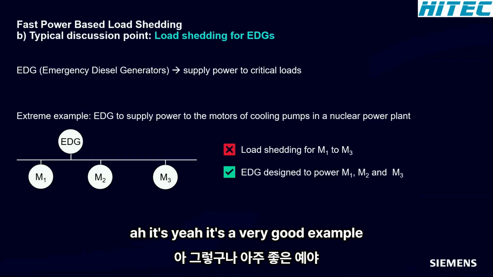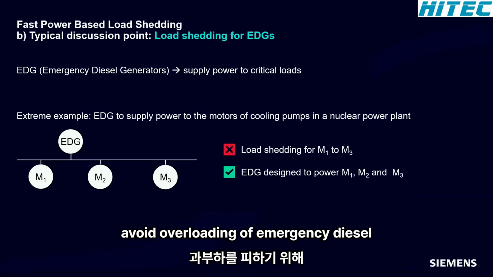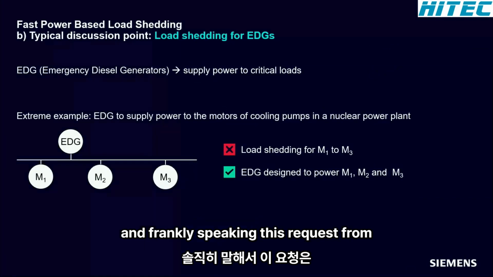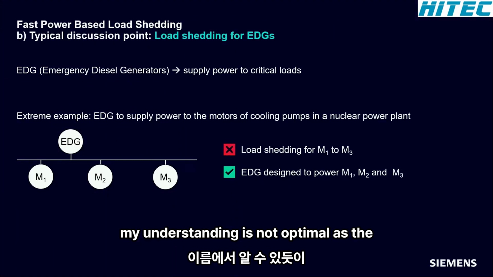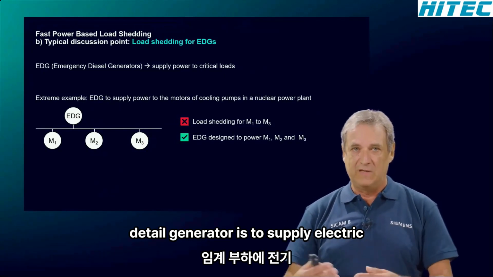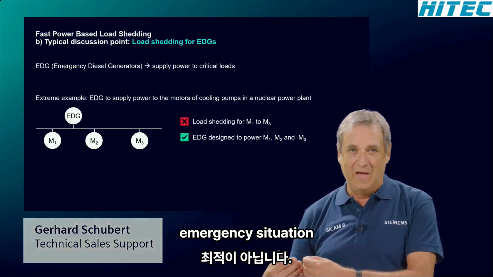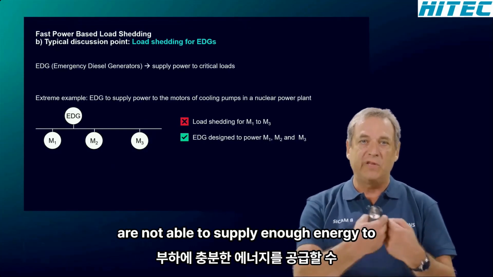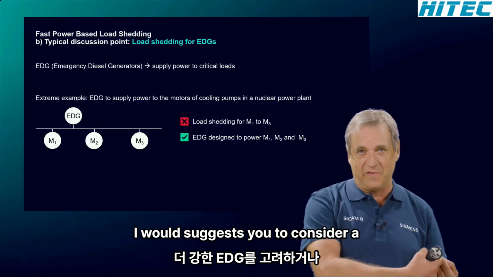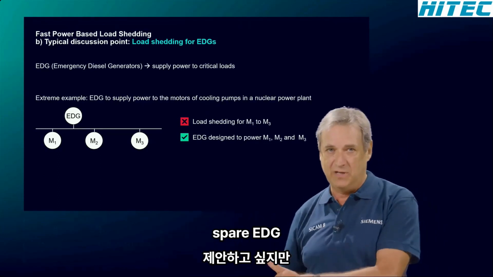It's a very good example. It is the requirement of load shedding to avoid overloading of emergency diesel generators. And frankly speaking, this request, from my understanding, is not optimal. As the name suggests, the task of an emergency diesel generator is to supply electrical energy to the critical loads during an emergency situation. In case the emergency generators are not able to supply enough energy to all emergency loads, I would suggest you consider a stronger EDG, or maybe consider a spare EDG.